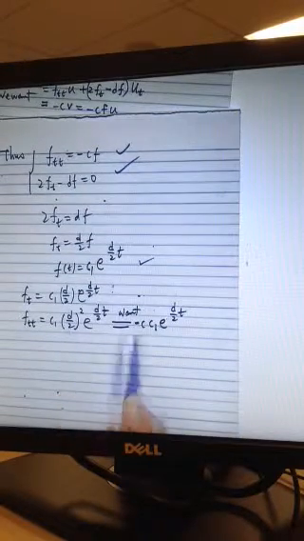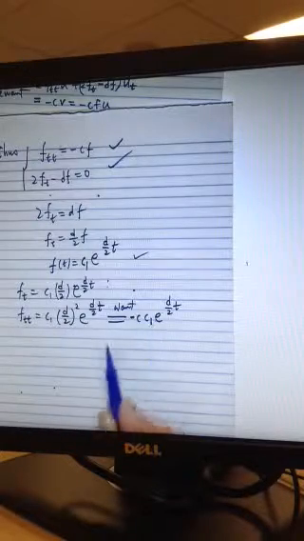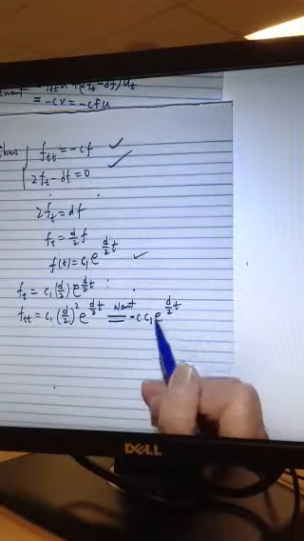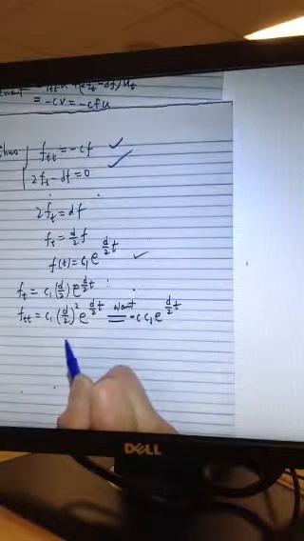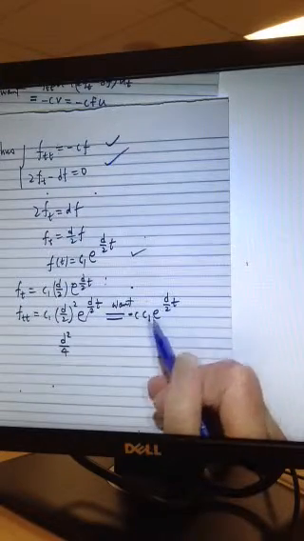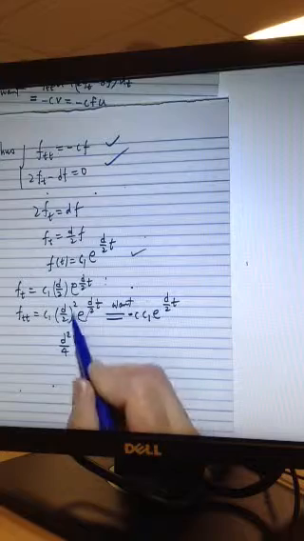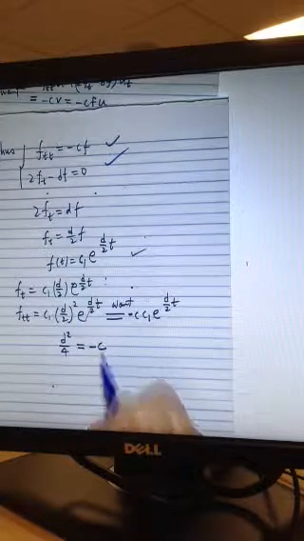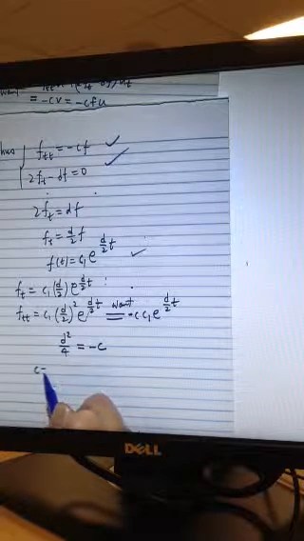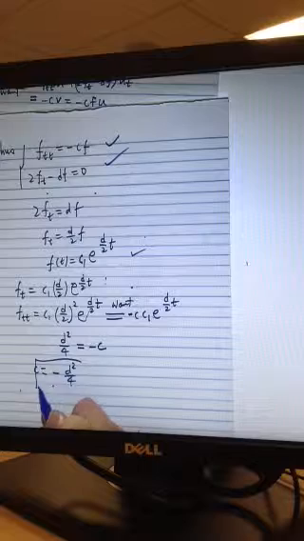So if I compare this with this one, well, c1 cancels, right? D squared over 4, and this also cancels. So d squared over 4 is equal to minus c. So c is minus d squared over 4.